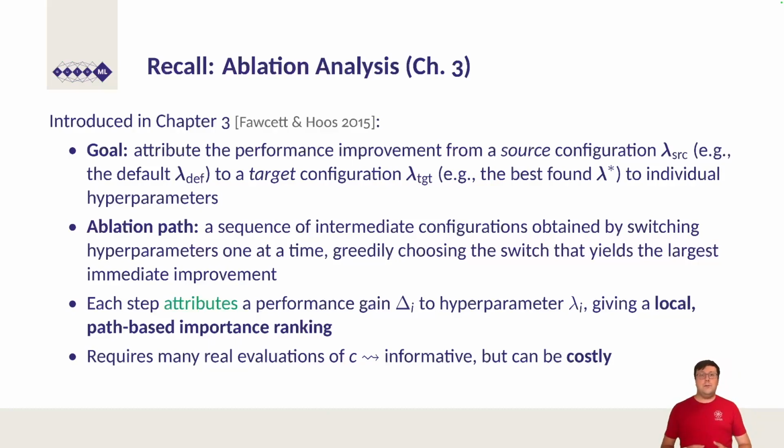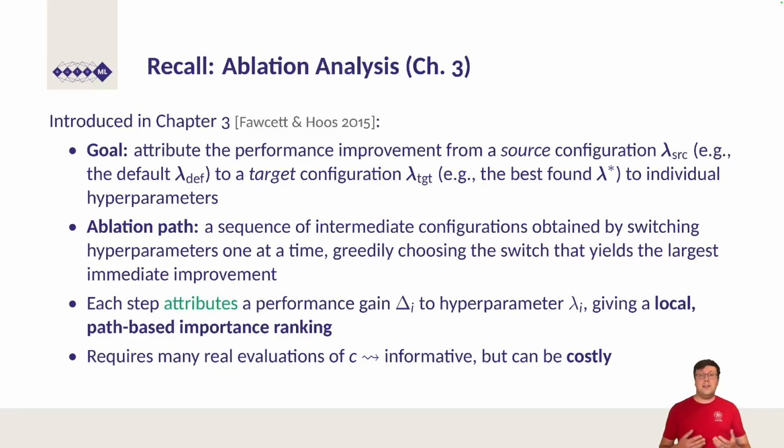Recall the formulation from chapter 3, following faucet and hose. We fixed the source configuration, typically the default configuration, and the target one, typically the incumbent returned by HPO. They differ in some subsets of hyperparameters, and ablation attributes the performance gap between them to those hyperparameters.